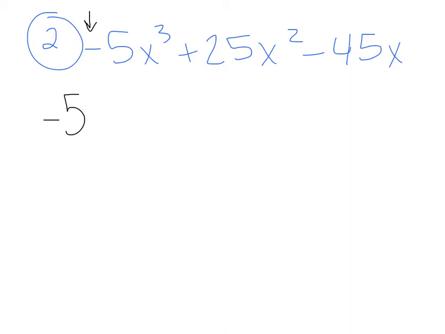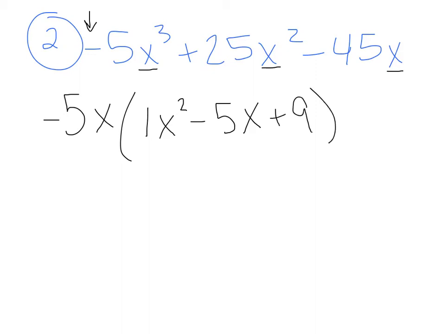And then you look and see, okay, does everything have a variable? Well, we have x to the third, x to the second, and x. Okay, so they all have at least x. So x is the biggest thing that they all have in common, because this x doesn't have any more than that. So we're going to take out a negative 5x. And to do that, we're dividing everything by negative 5x. So negative 5 divided by negative 5 is 1. X to the third divided by x is x to the second. So it's like taking 1 away from it. Okay, 25 divided by negative 5 is negative 5. X to the second divided by x is just x. And then negative 45x divided by negative 5x. Negative 45 divided by negative 5 is positive 9. And then the x's cancel. Okay, so that is your answer.